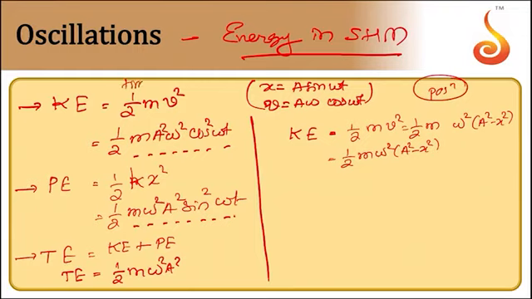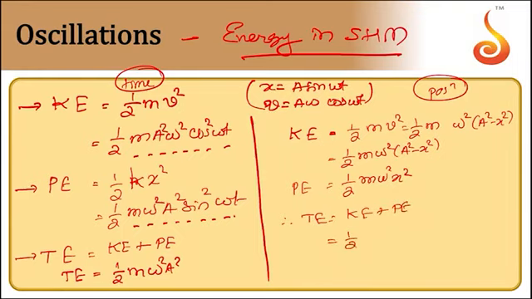These are in terms of time. Potential energy likewise is half k, which is mω², x². So notice again that the total energy, which is the sum of kinetic energy and potential energy, becomes half mω²a². That means whether you consider time wise or position wise, it remains constant, right?